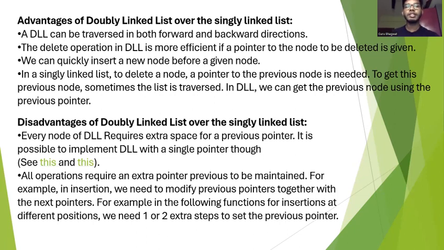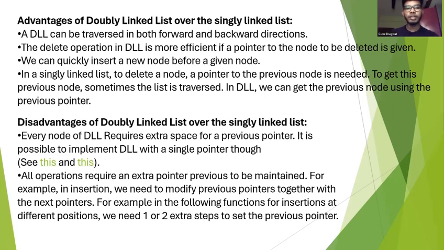Next, in a singly linked list, to delete a node, the pointer to the previous node is needed. To get this previous node, sometimes the list is traversed. In a doubly linked list, we can easily get the previous node's address and the next node's address using the previous pointer and next node pointers.